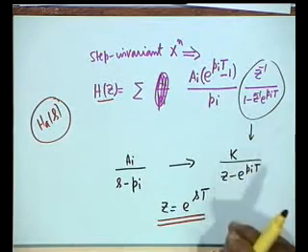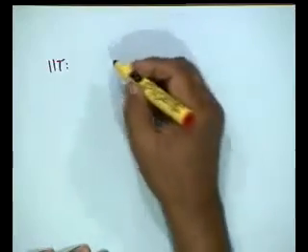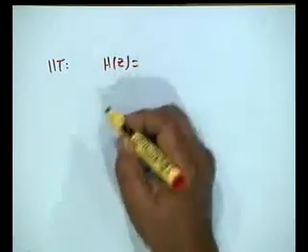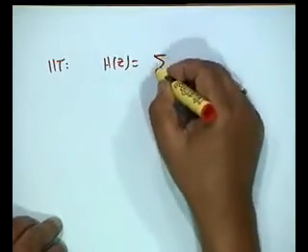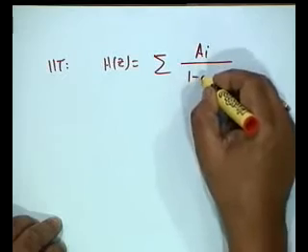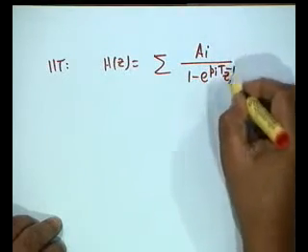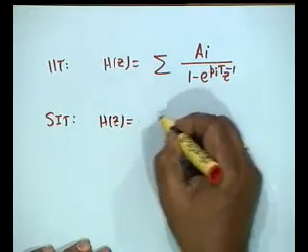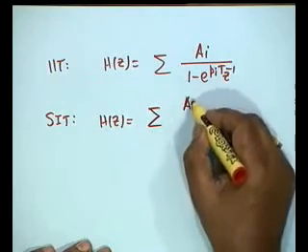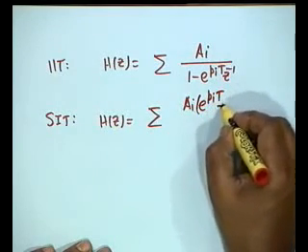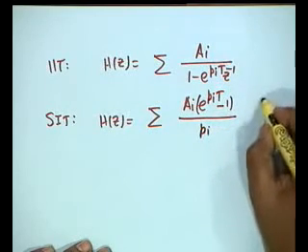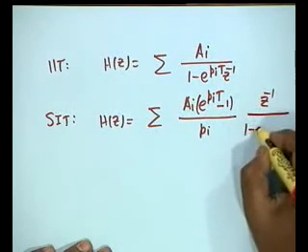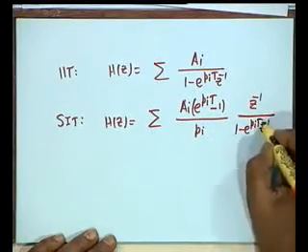Just repeat it? Okay, let me. For the impulse invariant transformation, what was H(z)? This was the summation of a_i divided by 1 minus e to the p_i T z inverse. For the step invariant transformation, H(z) is equal to the summation of a_i (e to the p_i T minus 1) divided by p_i, times z inverse divided by 1 minus e to the p_i T z inverse.